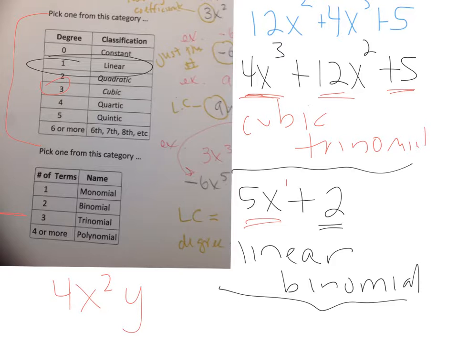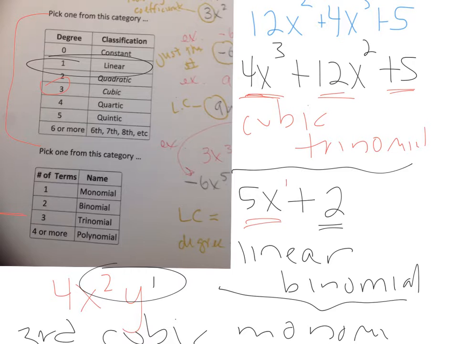Four x squared y. Here we have to say, what's the degree? We remember that this is a monomial because there isn't a plus or minus sign to go with it. There's a y to the first. With monomials, remember we have to add these. 2 and 1 makes it a third degree. Third degrees are cubic. This is a cubic monomial because it only has one term.